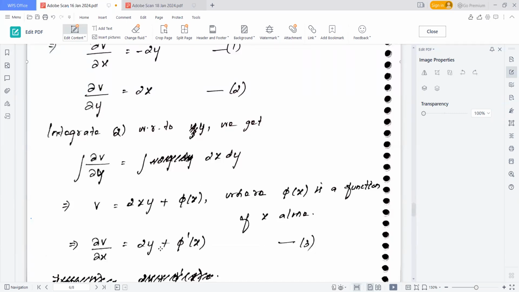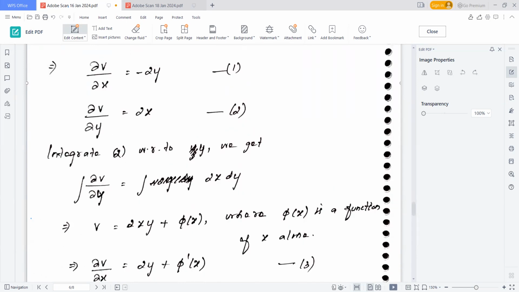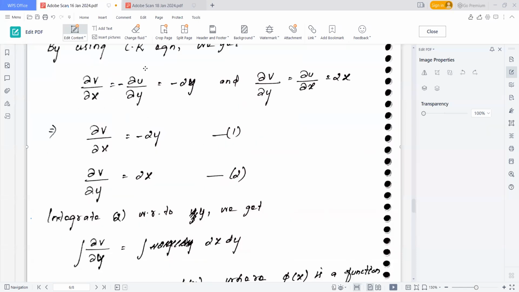For that, we are going to use the other equation, the one for v_x. So V is given, and from this we find ∂v/∂x = 2y + φ'(x). Already we know that, using the CR equation, ∂v/∂x = -∂u/∂y.